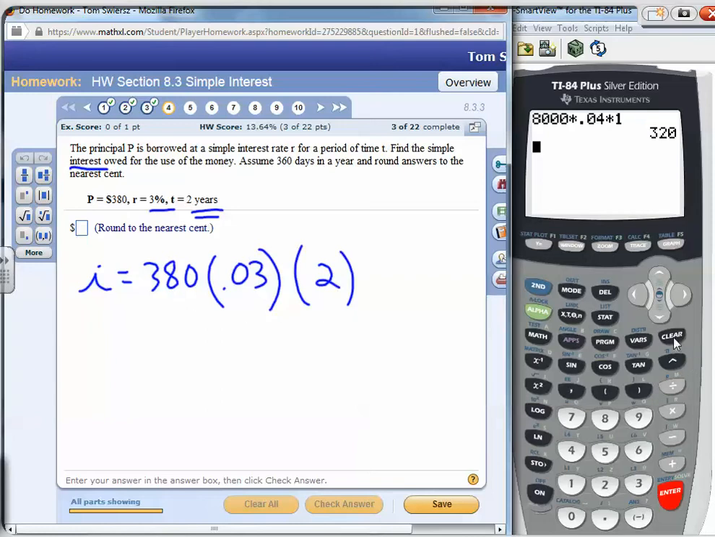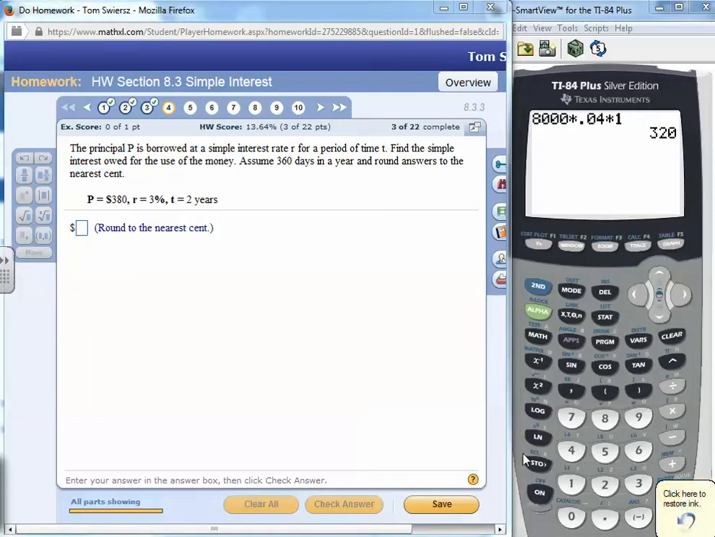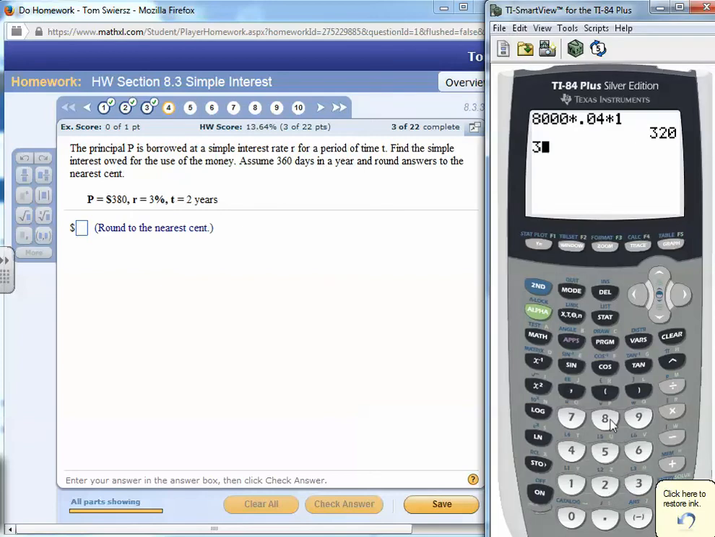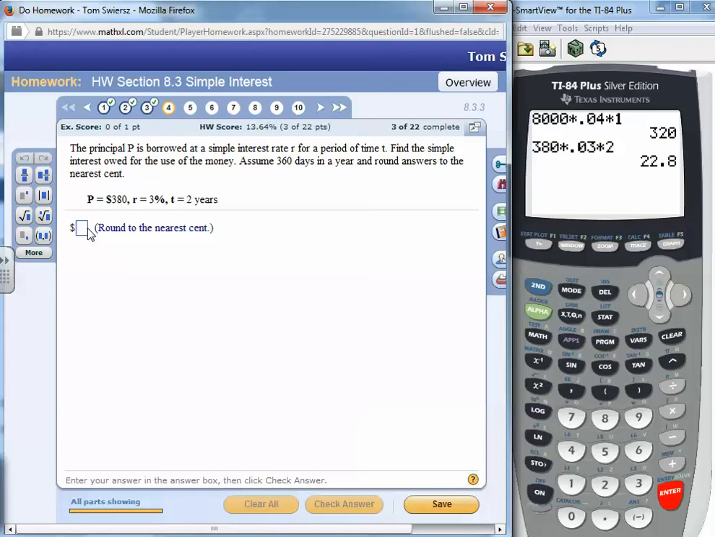Principal times rate as a decimal times the amount of time. So we get $380 times 0.03 times 2, for 2 years, and we would get $22.80.